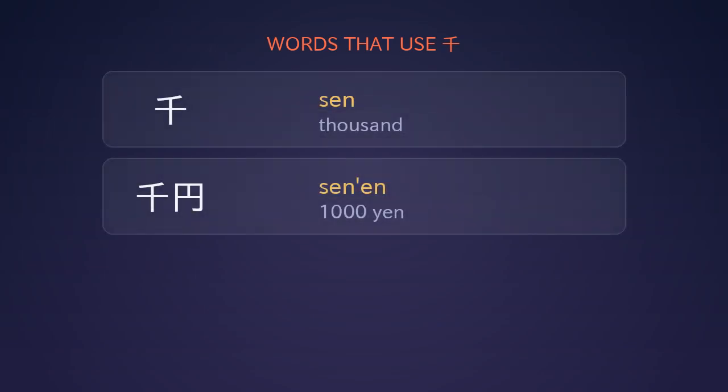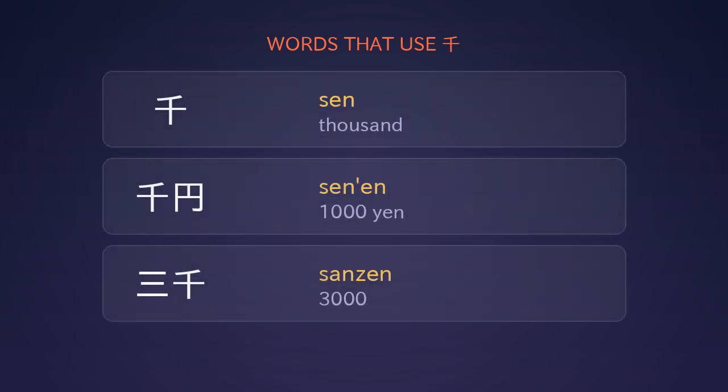Let's see it in real words. Sen means 1,000. Sen yen means 1,000 yen. And sanzen means 3,000.